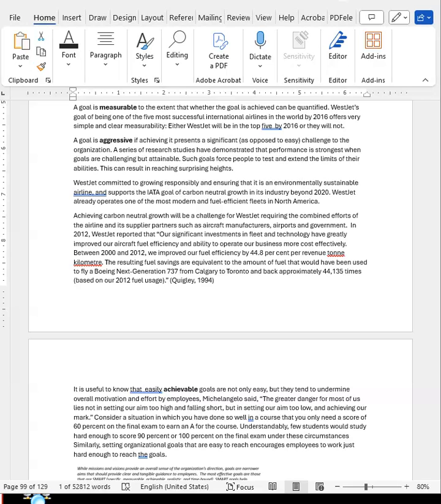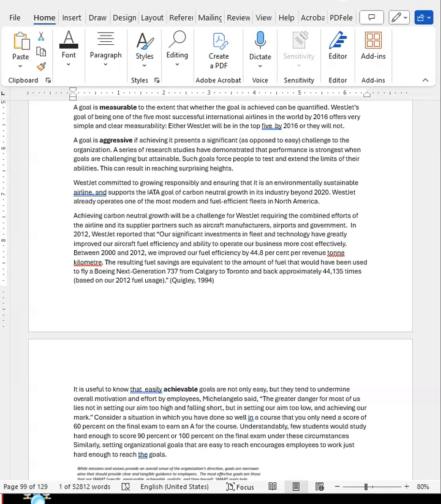WestJet committed to growing responsibly and ensuring that it is an environmentally sustainable airline and supports the ITA goal of carbon-neutral growth in its industry beyond 2020. WestJet already operates one of the most modern and fuel-efficient fleets in North America. Achieving carbon-neutral growth will be a challenge for WestJet, requiring the combined efforts of the airline and its supplier partners such as aircraft manufacturers, airports, and government.